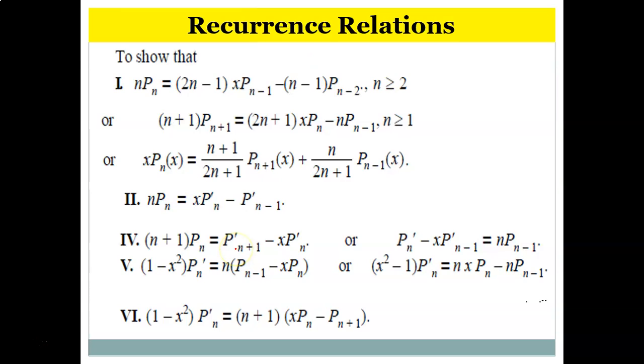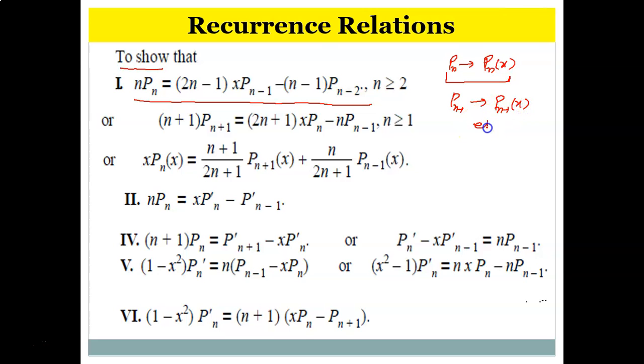You can see here certain recurrence relations are given. The first one shows the relation between the Pn. In fact, here Pn means the function Pn(x), and for simplicity it has been denoted like Pn. Similarly, if you have P(n-1), its meaning is P(n-1)(x), etc. This is the first relation which you have to show.